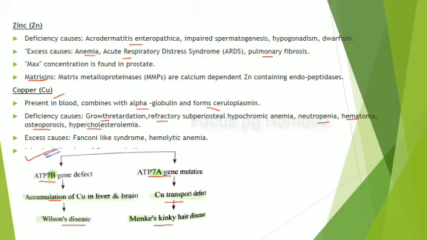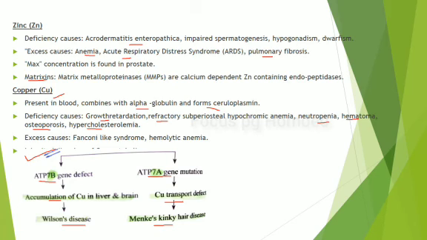Copper is present in blood, combines with alpha globulin and forms ceruloplasmin. Its deficiency causes growth retardation, refractory hypochromic anemia, neutropenia, subperiosteal hematoma, osteoporosis, and hypercholesterolemia. Its excess causes Fanconi-like syndrome or hemolytic anemia. Its maximum concentration is found in the liver.